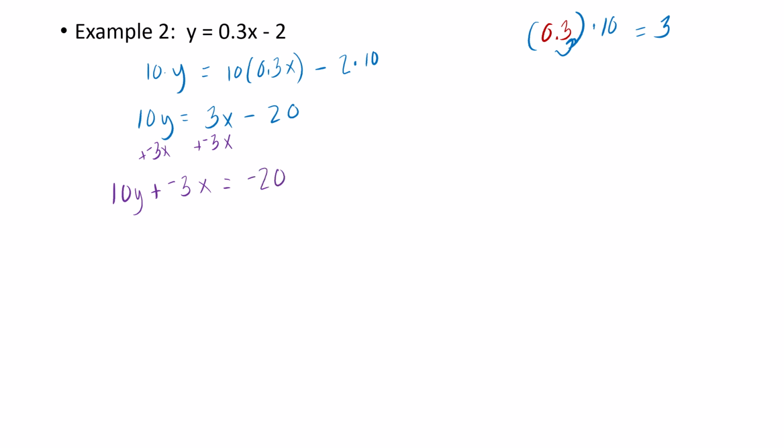And now I can use the commutative property to switch the order of that and make sure everything is in the right order. So A is negative 3, B is 10, and C is the negative 20.